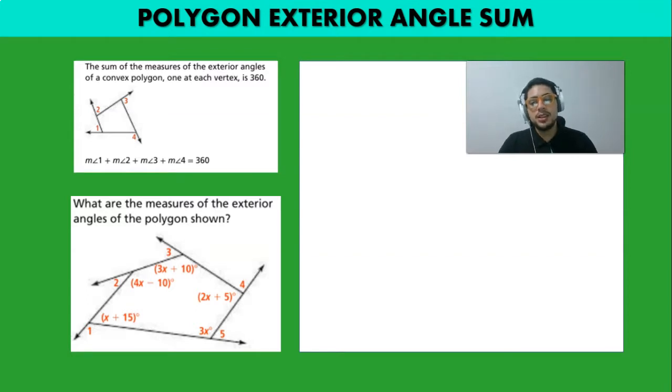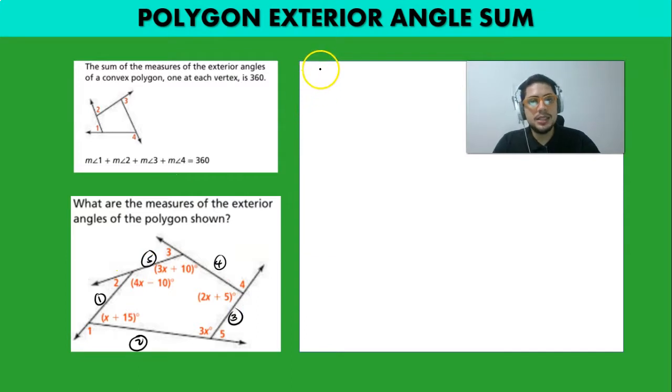So what are the measures of the exterior angles of the polygon shown below? So as you can see here, you first could do two things. You can actually find the sum of the ones inside, right, with the polygon interior angle sum theorem, and then verify with the polygon exterior angle sum theorem to see if that is okay. So let's do that. So we know that this polygon has 1, 2, 3, 4, 5 sides, right?